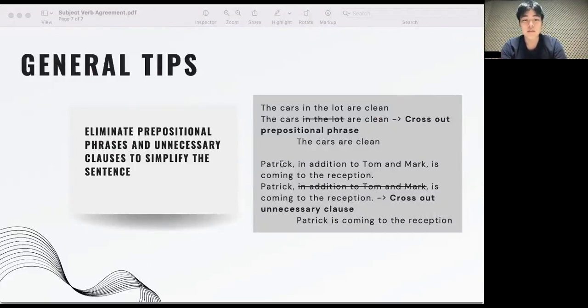Essentially, by finding and eliminating unnecessary clauses and prepositional phrases, you're stripping sentences down to essentially their skeleton because it gets rid of miscellaneous detail that only clouds your grammatical judgment for subject-verb agreement. Having the skill to single out and leave just the main subject and the main verb side by side can be tremendously helpful for more difficult and confusing subject-verb agreement questions.